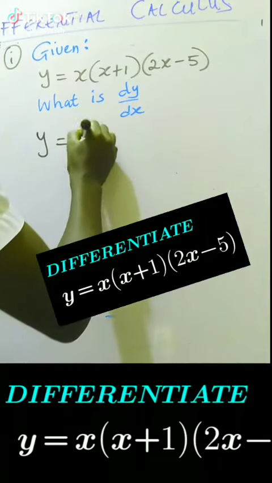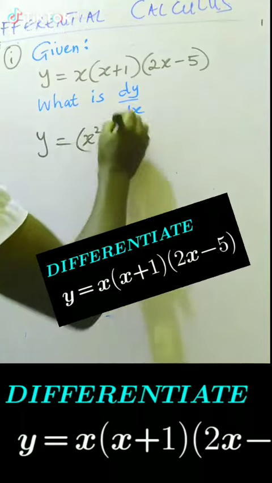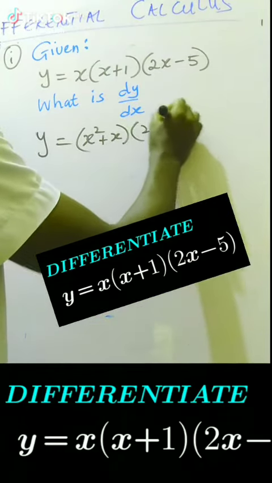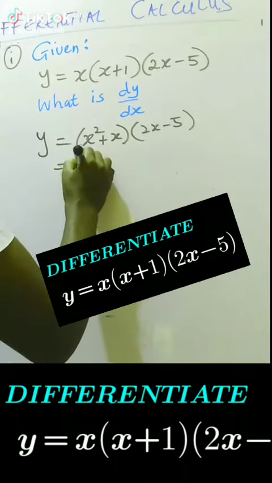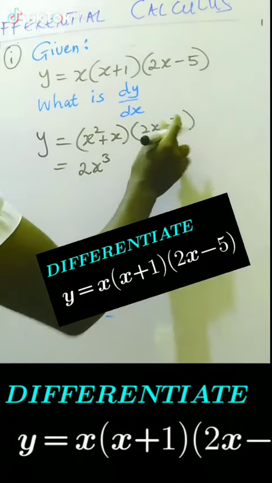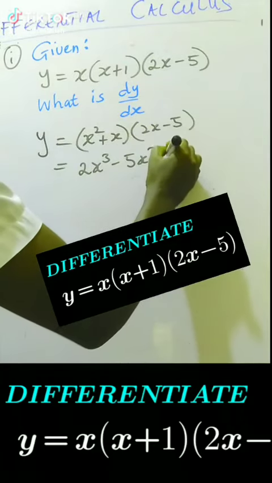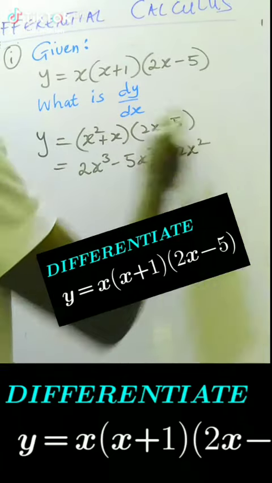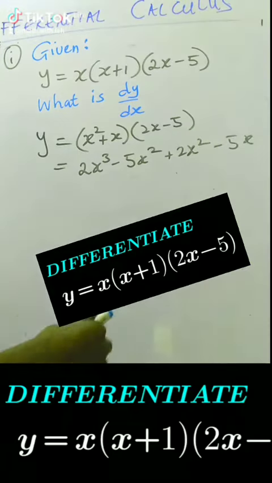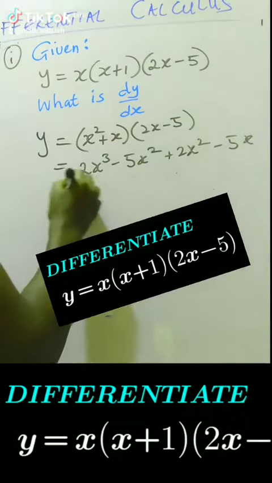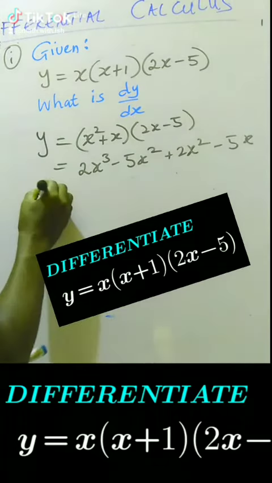So x times this will give us x squared, x times 1 is x. Then I'm going to expand this 2 again. So x squared times this will give me 2x cubed, x squared times minus 5 is minus 5x squared, x times this gives me 2x squared, x times minus 5 is minus 5x. So you can see now that my question is in the form where I can differentiate.